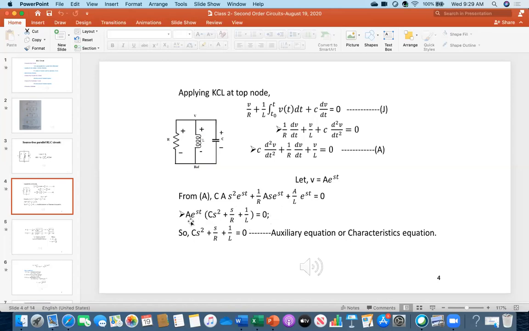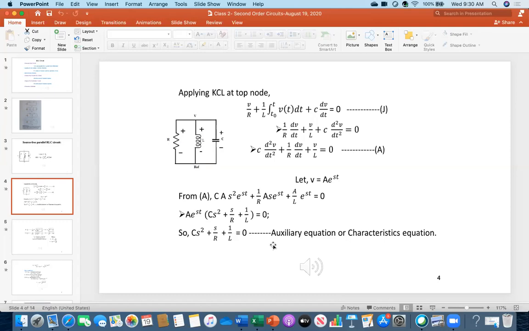Now here you see this multiplied by this term, that is 0. But you cannot say this is 0 because that is our solution. We have assumed that is the solution. So this means that we have to assume that this part is 0. But you see this part, it is like s squared, there is s, and this is constant. So therefore, this represents a quadratic equation, which is called auxiliary equation or characteristic equation for this circuit.